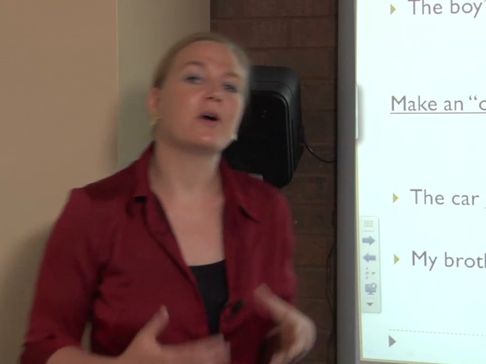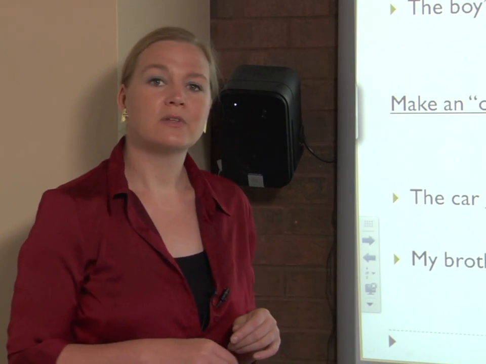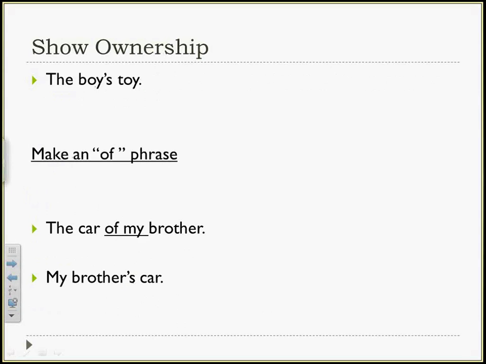The other way to use an apostrophe is to show ownership. So if something belongs to something, you're going to use an apostrophe S. So the boy's toy. The boy owns that toy. What you want to do for this one to check to see if you need ownership in the sentence is make an of phrase. So it's the car of my brother. Well, now you know that it's of my brother. That's ownership. And when you want to say that, you can easily change that to my brother's car.